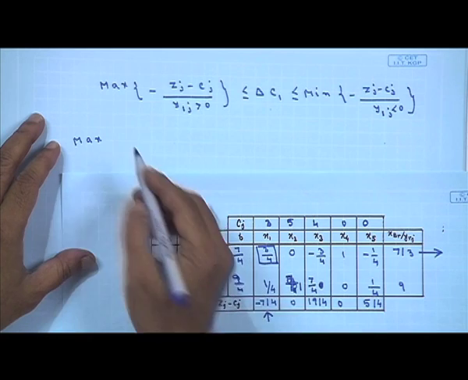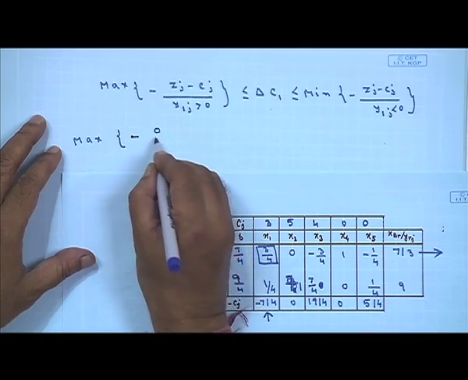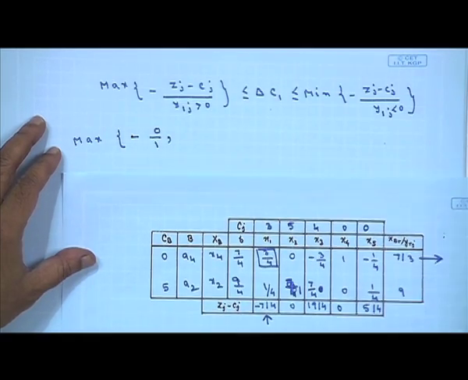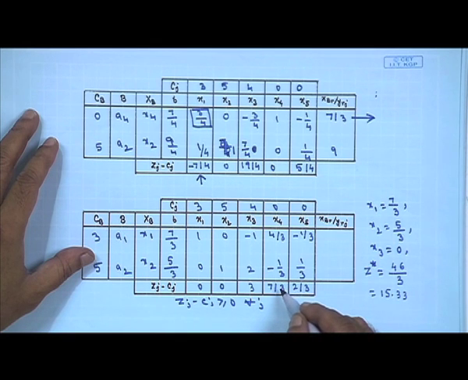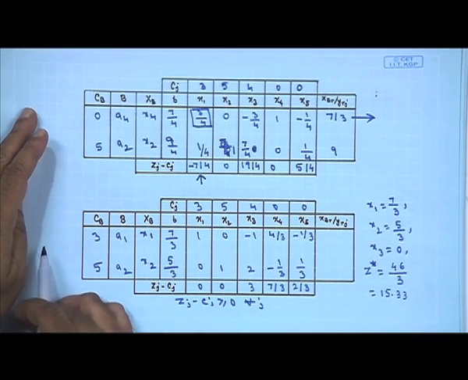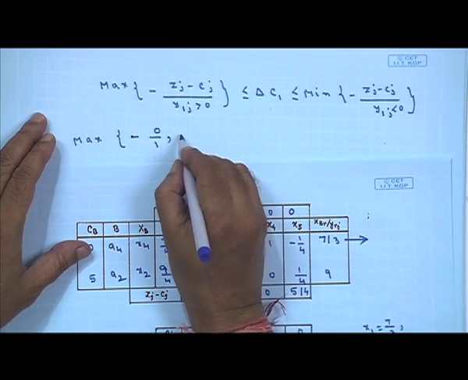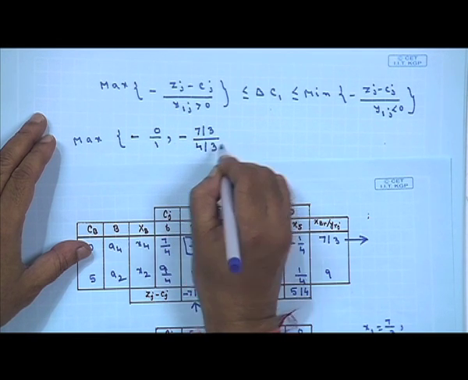So, the value will be maximum of minus, there is no need, 0 by 1. From here only you are getting 0 by 1, this is 0 value divided by 1, and there will be another one where the value of yj is positive. For this positive value zj minus cj is 7 by 3 and this yj value is greater than 0. So, therefore, the other one will be minus 7 by 3 divided by 4 by 3.